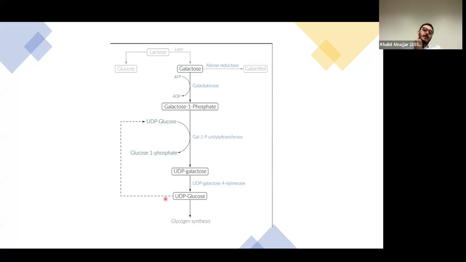UDP galactose and UDP glucose are both products of galactose metabolism, and can be used in glycogen synthesis, mainly UDP glucose. It is a part of the glycogen synthesis process. So galactose is converted to UDP glucose using those enzymes. UDP glucose is used in glycogen synthesis and then stored in the liver. So yeah, those enzymes. I will come back to this in one second.